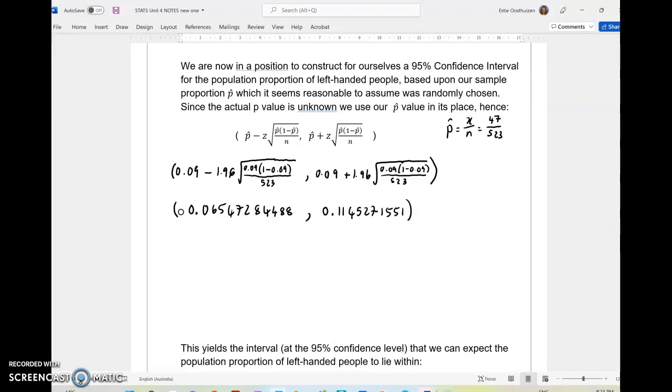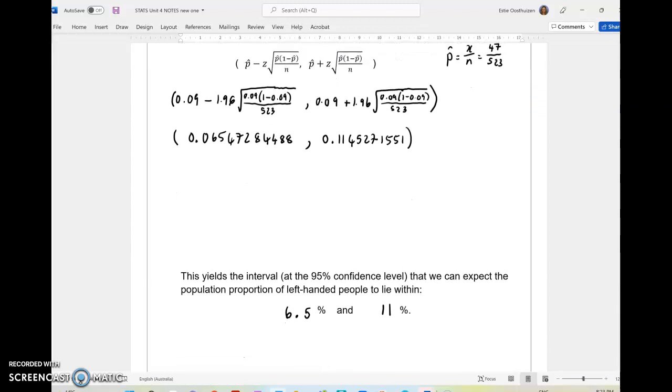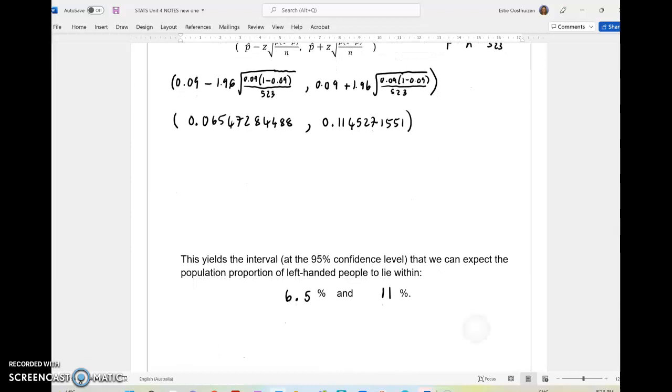And you can now see that the lower value of our confidence interval is around 0.065, and the upper value of our confidence interval is 0.11. So based on our p-hat, we have built this confidence interval, and we are 95% confident that the population proportion does lie between this upper and lower value. Expressing that as a percentage, we can say it lies between 6.5% and 11%.